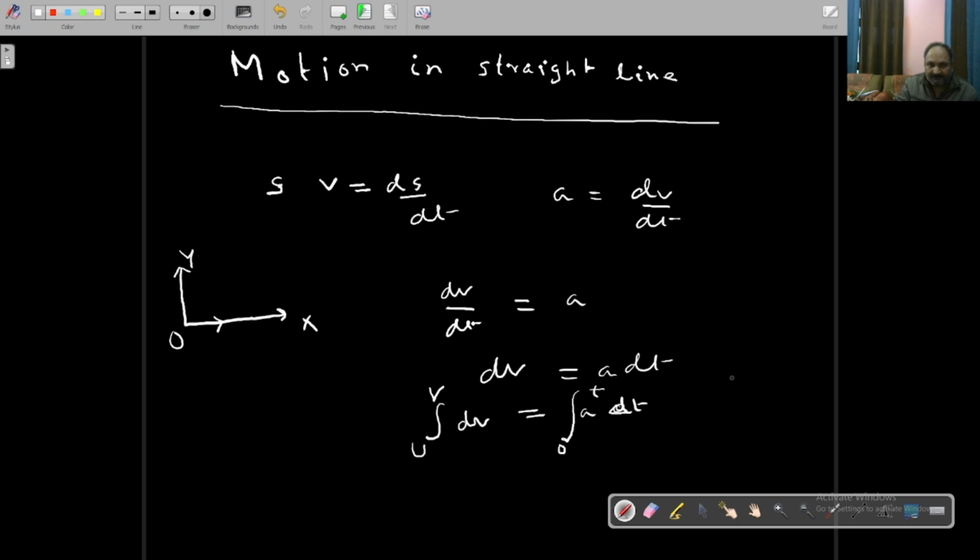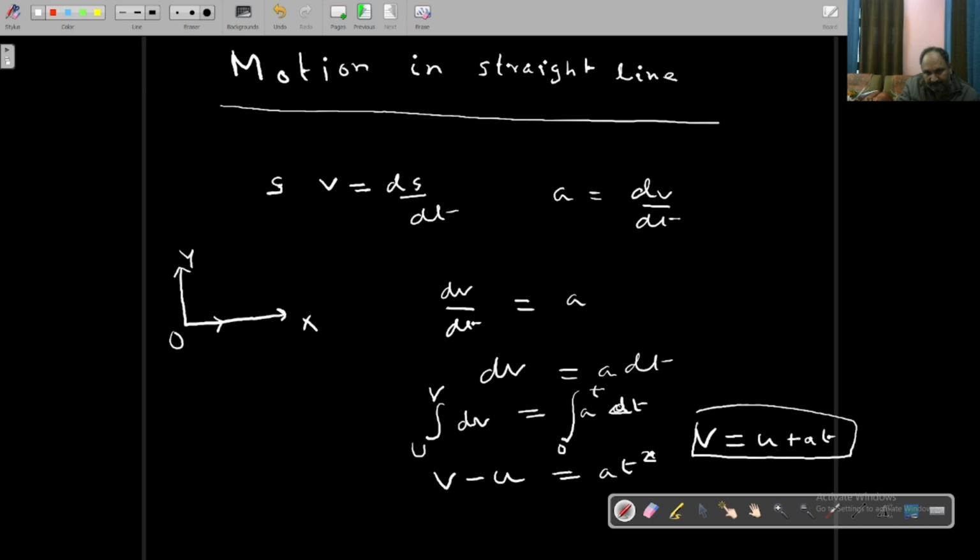After integration we will be getting v minus u is equal to at. So we get here the first equation, v is equal to u plus at. This is the first equation, okay. Now next page.